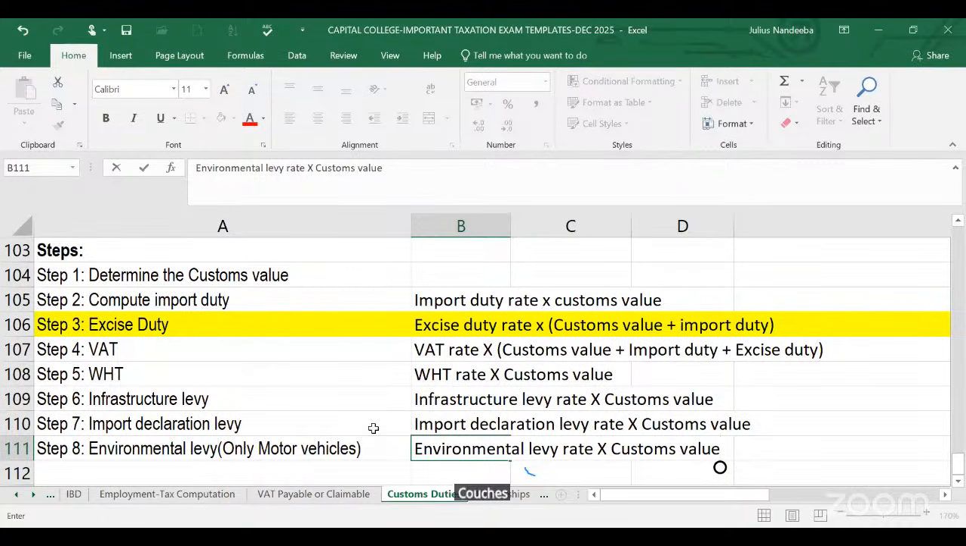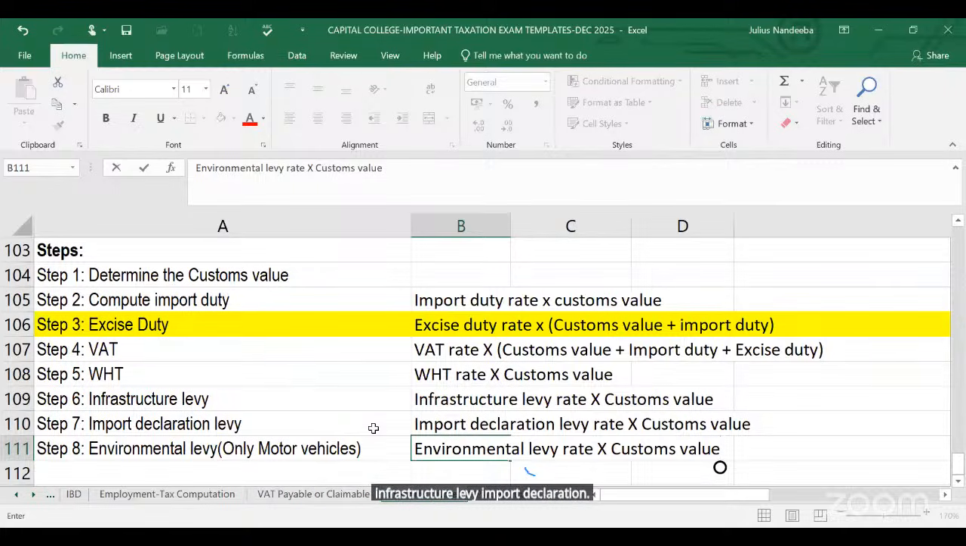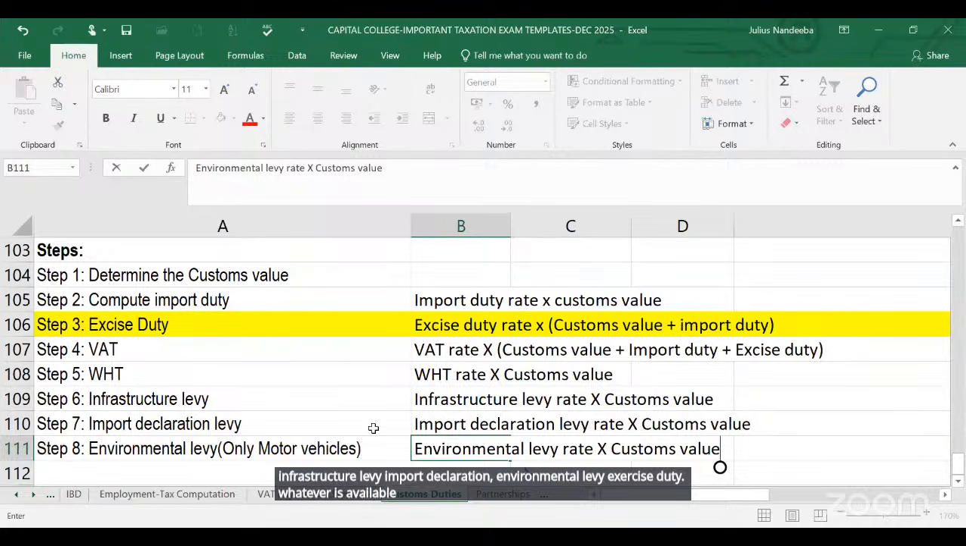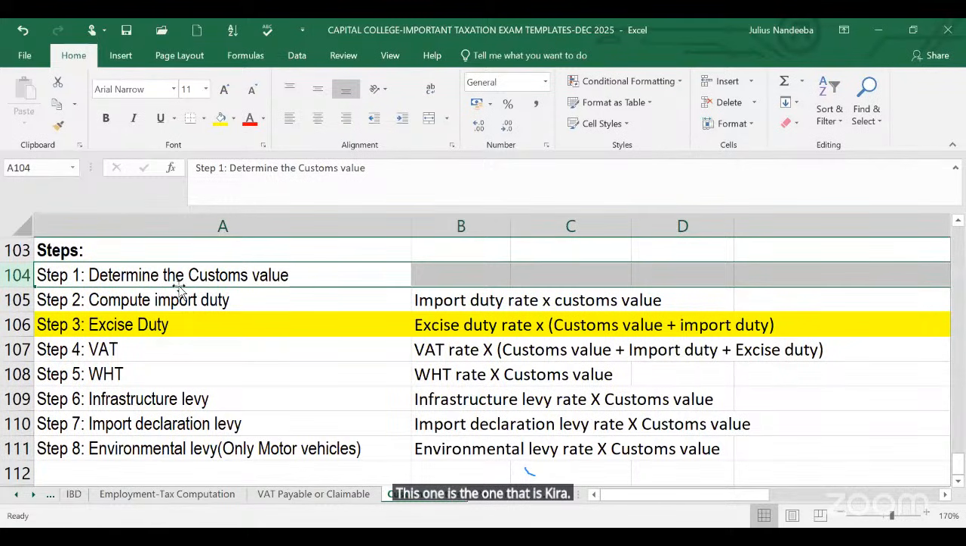Now, in the exam, the examiner will tell you the applicable taxes. Will tell you the import duty that is applicable, the VAT, the withholding tax, the infrastructure levy, import declaration, the environmental levy, excise duty, whatever is available. All you need to master is then how do I calculate for them. But you only calculate them after you have mastered this one that is the killer. This one is the rope in the neck. Because once you master that and it's correct, you will actually finish a customs number within 20 minutes.